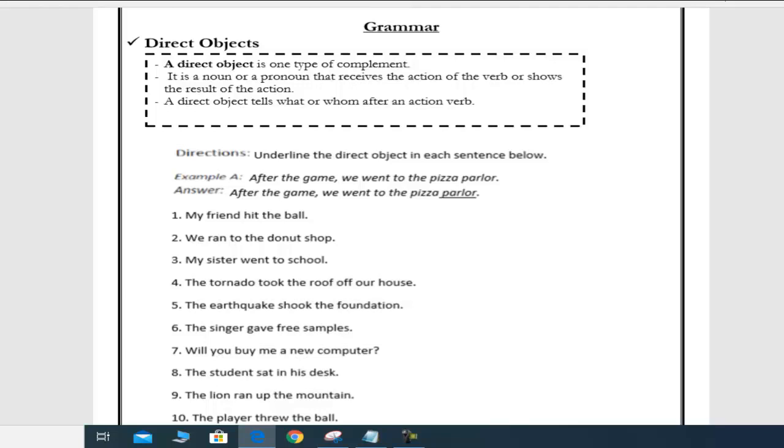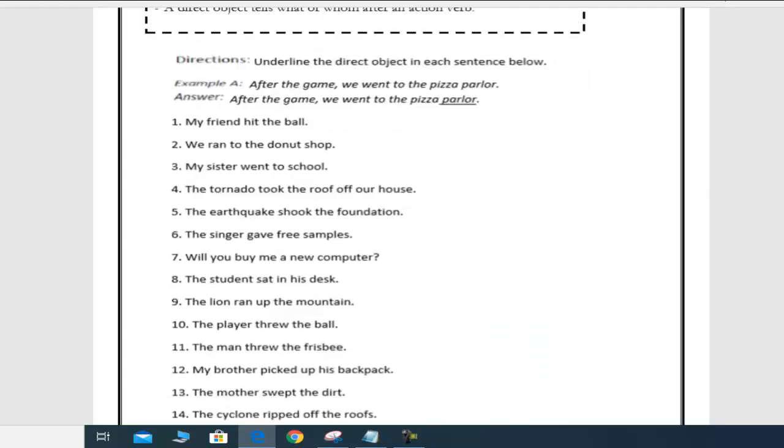For example, after the game, we went to the pizza parlor. Went is the verb. What did we go to? To the parlor. Okay, don't get confused with the word pizza, because pizza is the adjective that describes the place parlor, but the direct object is the parlor. And now let's answer the exercise.